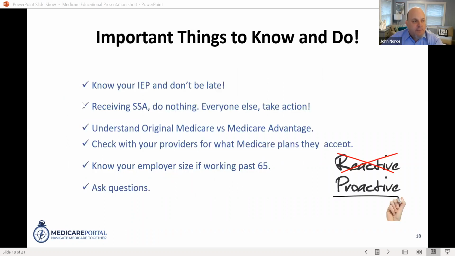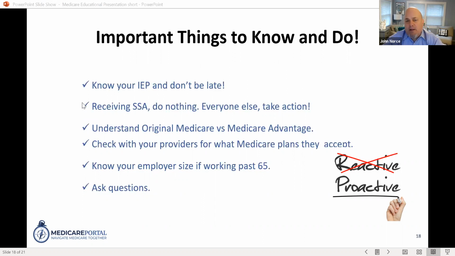I'll summarize some of the things here because we want to move through this in less than 30 minutes. Know your IEP, as I've said, don't be late. If you're receiving Social Security, you don't have to do anything. However, for the rest of us, if we're not receiving it, you need to take action, as I said.